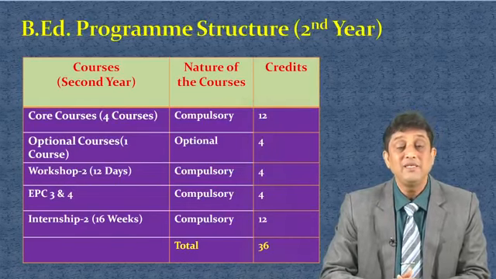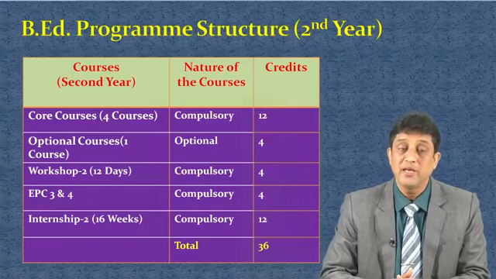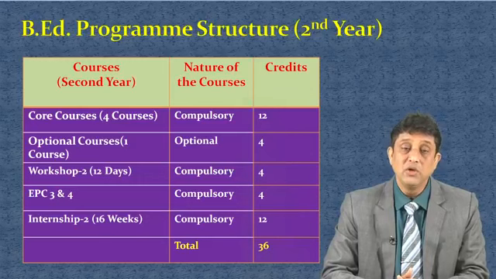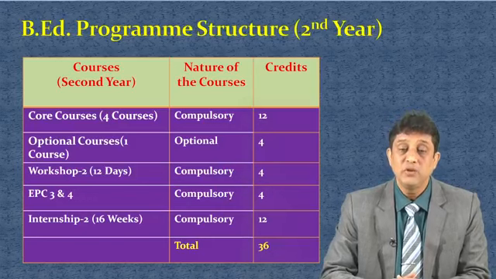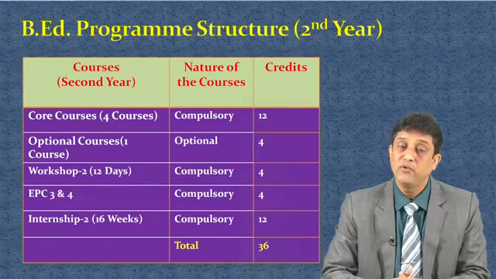Then further EPC 3 and 4, enhancing professional capacities. This is also a practical-oriented, skill-oriented course. So, 2 courses they have to study in the second year, that is EPC 3 and EPC 4. Each EPC is of 2 credit weightage. So, total 4 credits they have to study from the EPC.